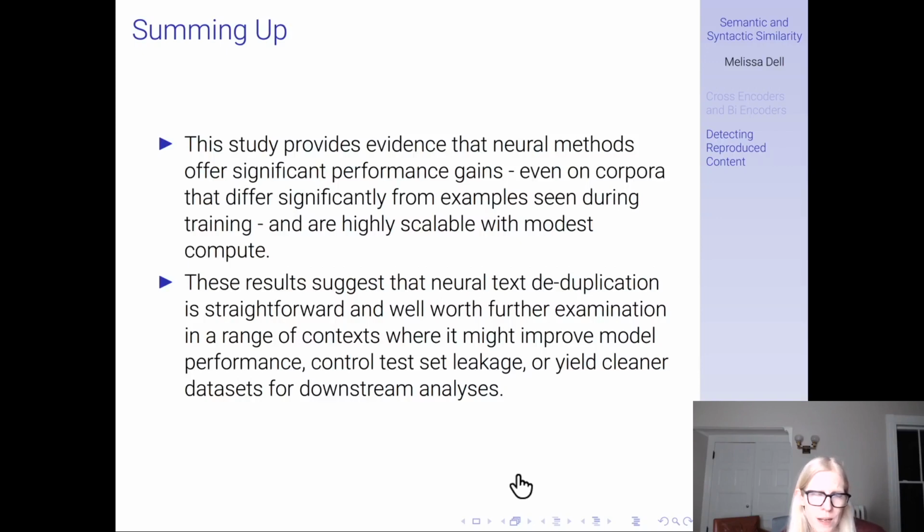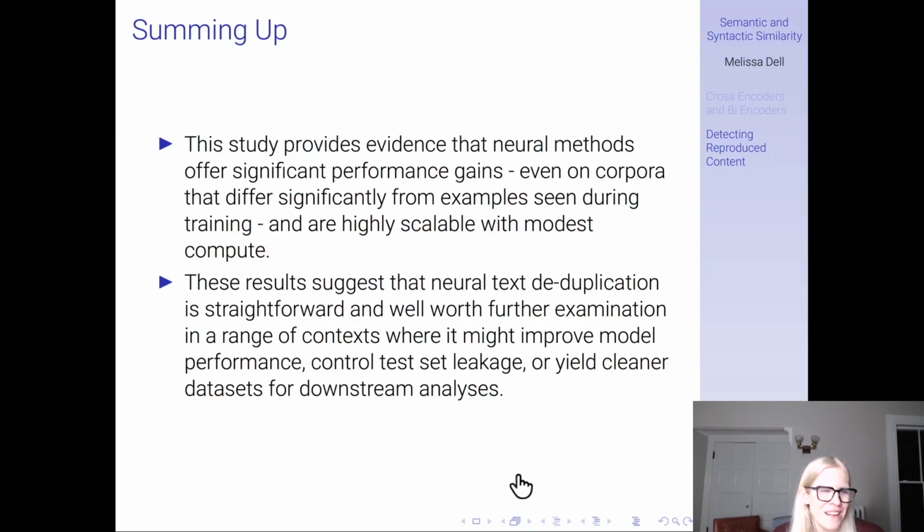So to sum up, the study provides evidence that neural methods offer significant performance gains, even on corpora that are significantly different from the historical newspaper data that we trained on. Importantly, these methods are highly scalable with modest compute, which is really important to us as economists because we have super modest compute. The bi-encoder methods, even when you're working with huge data sets like our 10 million article corpus, are really scalable on a single GPU card, which is pretty amazing. So these results suggest that neural text deduplication is straightforward and worthy of further examination.